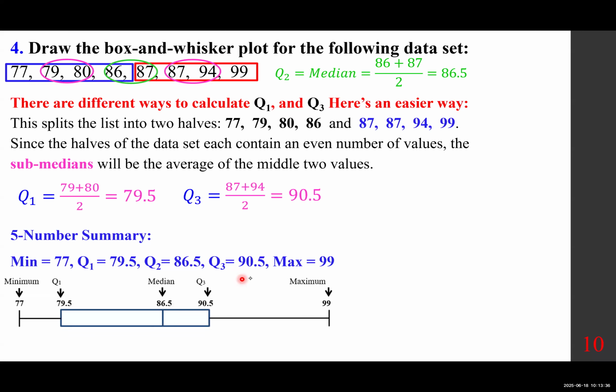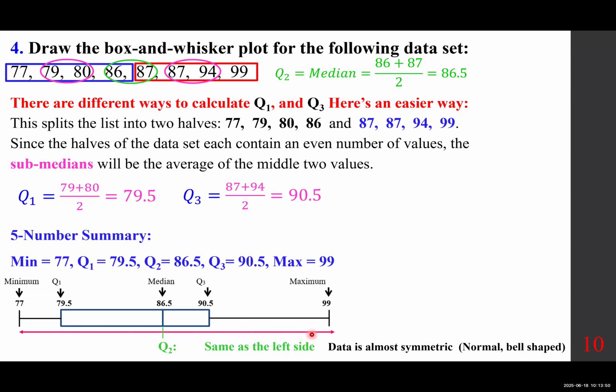So what about the skewness and symmetry? Well, take a look at the location of Q sub 2. It appears that the left side and the right side are almost the same. They may not be identical, but almost the same. Data is almost symmetric. It's called normal or bell-shaped.